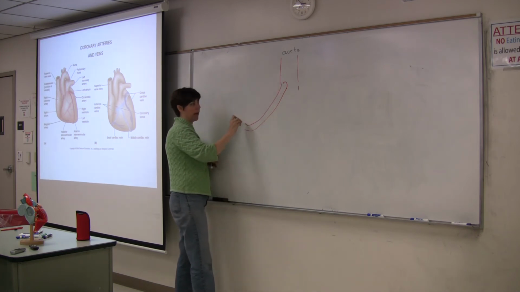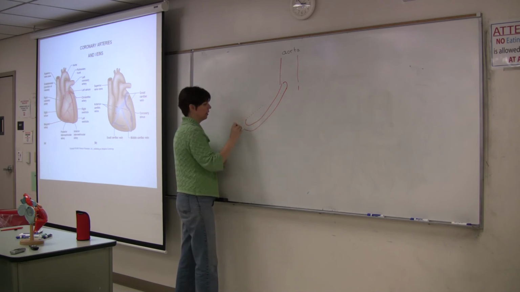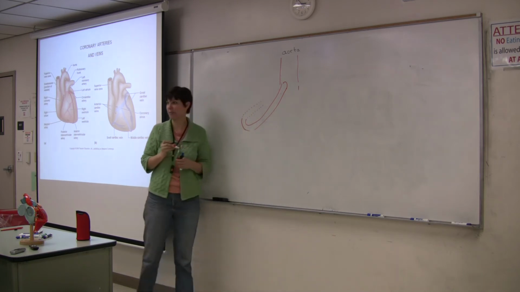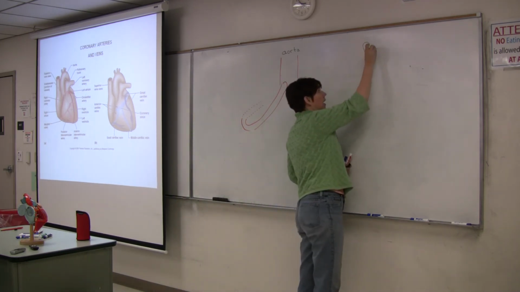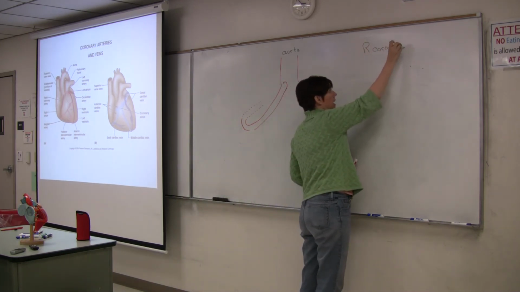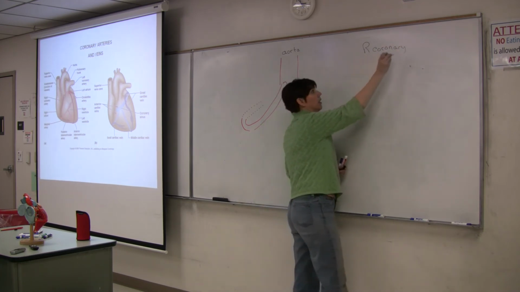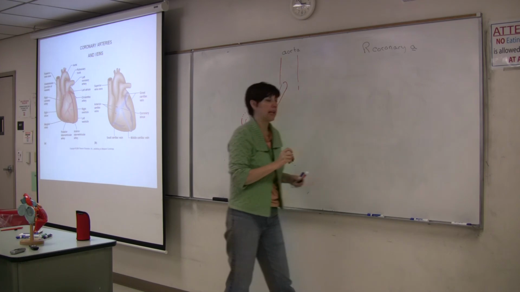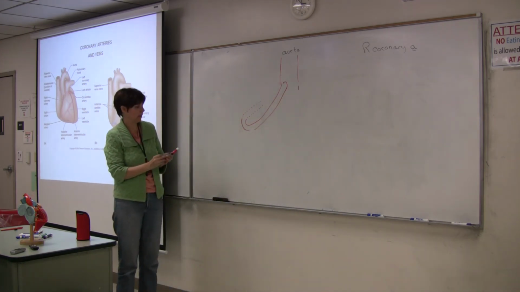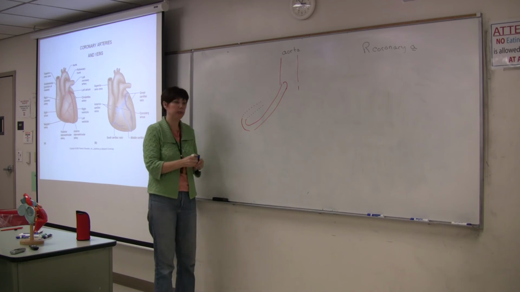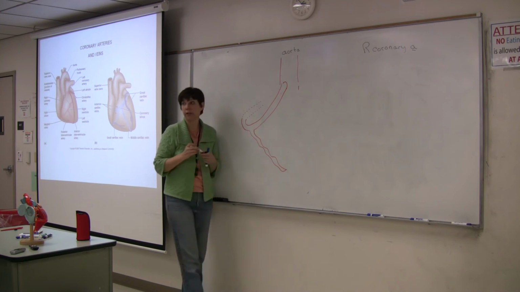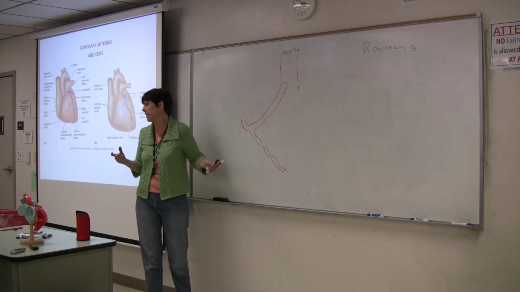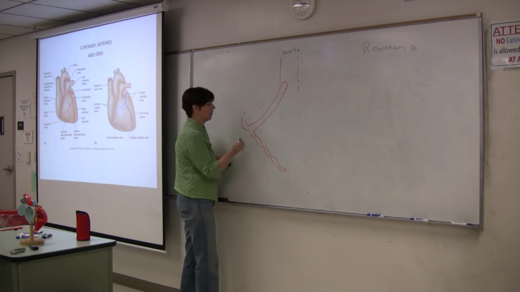Then it's going to curve around and become posterior. The dotted line means posterior. The first branch of the right coronary artery runs along the inferior border of the heart. Again, A is my abbreviation for artery. So this first branch runs along the inferior border of the heart and is known as the marginal artery. Now the heart has several marginal arteries, but this is the only one that you have to learn.